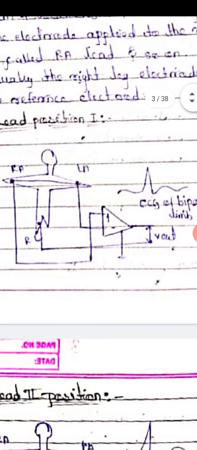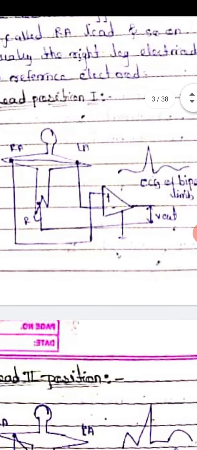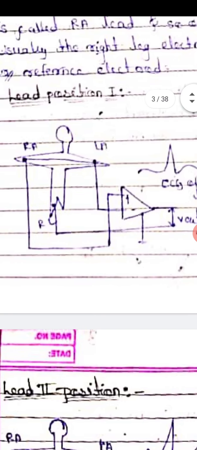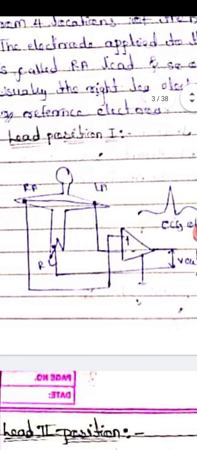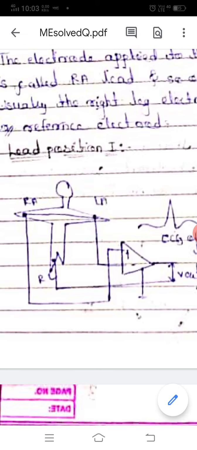See here, for the amplifier there are positive and negative inputs. The right leg you have to consider as a reference. That one is common for all the positions. The right leg is compulsorily used as the reference point. So in the Einthoven triangle, the first lead is horizontal. In this diagram you have to see the right arm, the left arm, and the left leg.